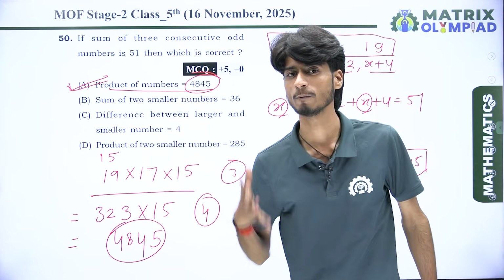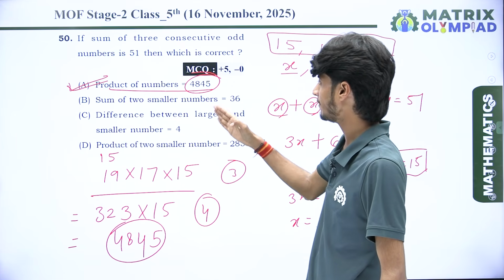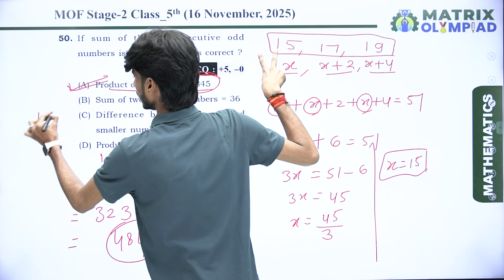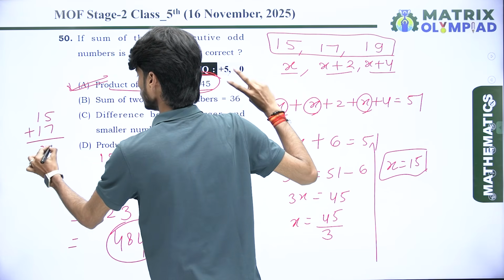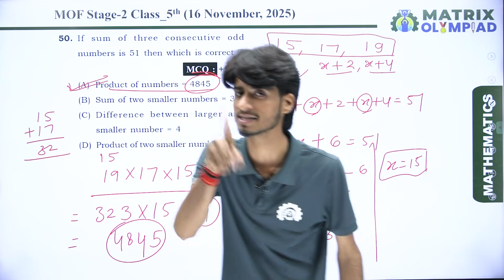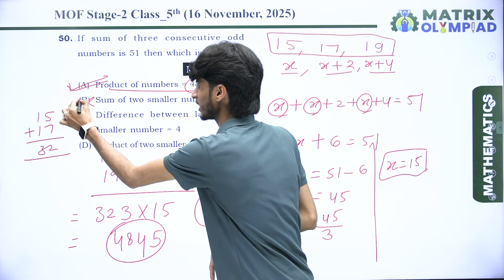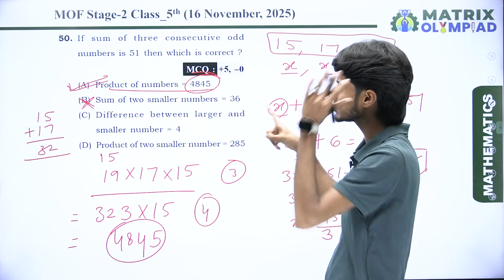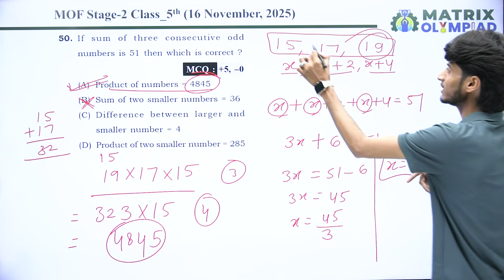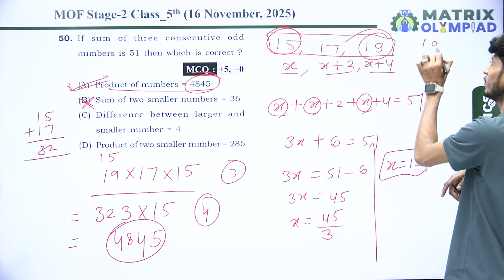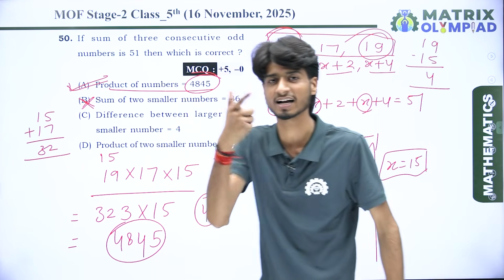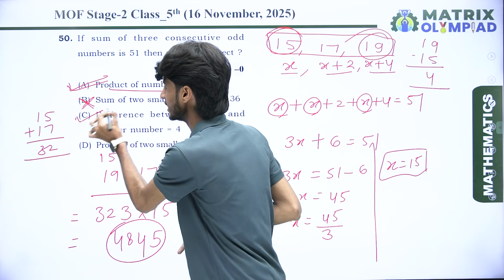Now we have option B. Sum of 2 smaller numbers is equal to 36. Let's take the 2 smaller odd numbers, 15 and 17. The sum of both of them is equal to 32, not 36. That means this is false. So this is not correct. Difference between larger and smaller number is equal to 4. This is the larger odd number and this is the smaller odd number. Whenever you find the difference, you get 4. Exactly, this is correct. That means option C is correct.